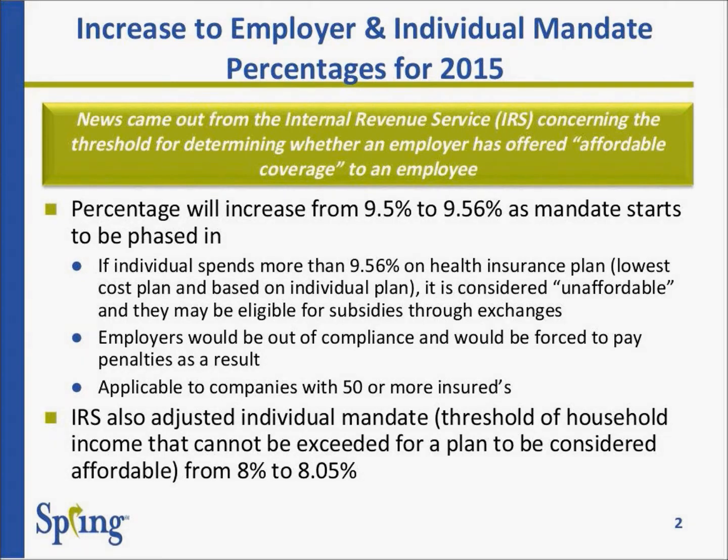So for instance, if you're offering two plans, a low and a high, the mandate focuses on the lowest cost plan offered, even if the employee is on the higher cost plan. Then you only focus on the individual portion of the premium. So if a person is on a family plan or a two-person plan, it's only based on the individual portion of the lowest cost premium offered by the business.